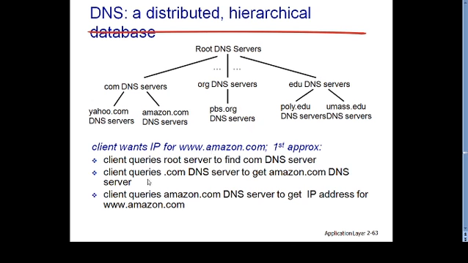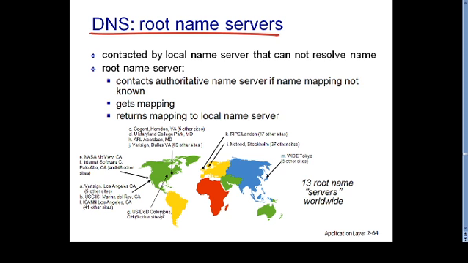Here in the second step you can see the client requests the .com DNS server to get the amazon.com DNS server. Then the client queries the amazon.com DNS server to get the IP address for the www.amazon.com server. And these are the actual locations of the 13 root DNS servers or name servers available across the world, which, as I told you a few minutes back, are named from A to M. You can see A, and you will find the last server with the name M. So these are the locations of the 13 root DNS servers available across the world.